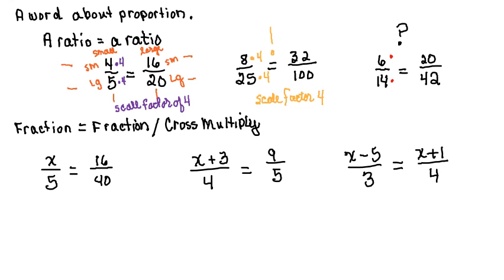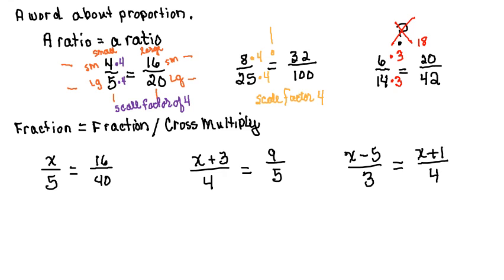I'm having a hard time with the 6 times what gives me a 20. Well, let's check out the 14. 14 times 3. Okay, that gives me a 42. But if I multiply the 6 by a 3, I get an 18 instead, and that's not going to work. So we know that this one is not proportional. In other words, it doesn't have a ratio that equals a ratio.